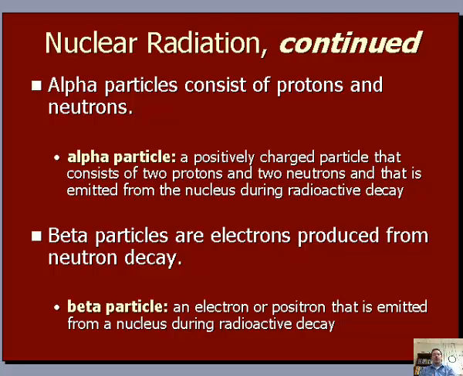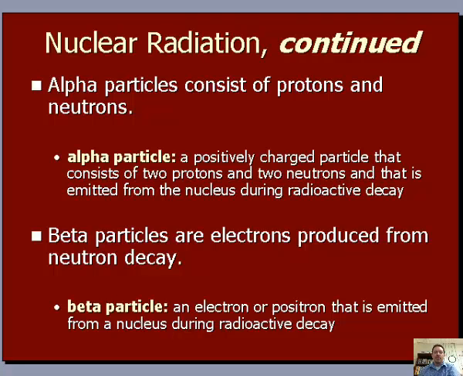Alright. So alpha particles consist of protons and neutrons. We can define an alpha particle as a positively charged particle that consists of 2 protons and 2 neutrons that is emitted from the nucleus during radioactive decay. We'll look at these here in a little bit as far as what they actually look like and how they affect other substances. Beta particles are electrons produced from neutron decay.